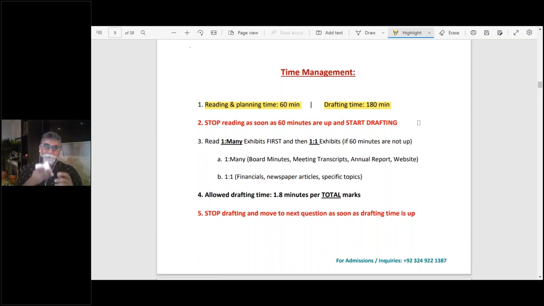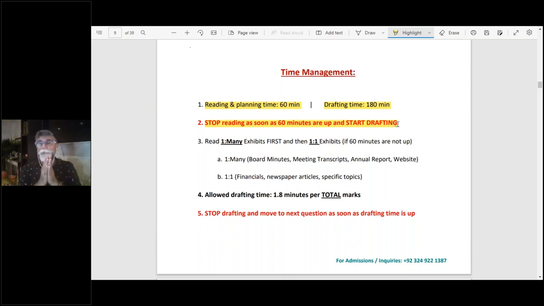Now, there are two possible situations here. If it is a lengthy case study, lengthy means that there are long exhibits which take time to read, then there is a risk that you might not be able to complete your reading within 60 minutes. In that case, if your reading is incomplete and the 60 minutes are up, you must stop reading and move towards drafting, because there is no way you can exceed 60 minutes. The moment you exceed 60 minutes for reading and planning, you will get stuck in drafting, because your drafting time will start reducing, right?